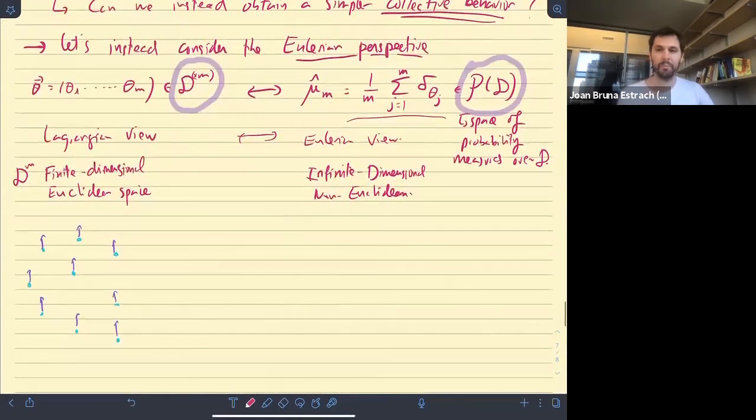Again, you will notice also that in the Eulerian view, the number of particles m doesn't change the domain, like the probability distributions. I can have them to have m points, 2m, doesn't matter. The space is the same. Whereas in the left hand side, if I change the number of particles, I need to change the space.